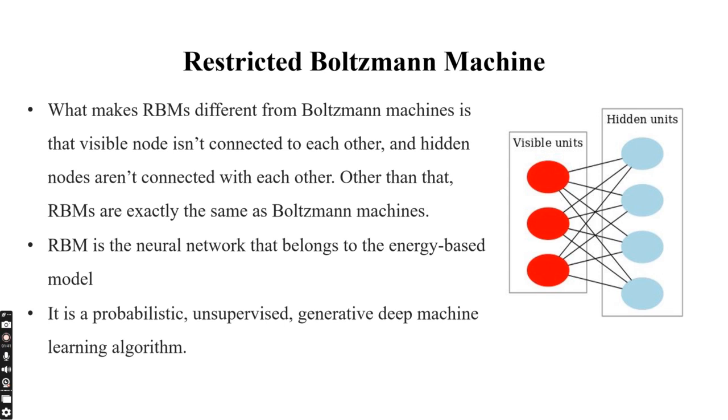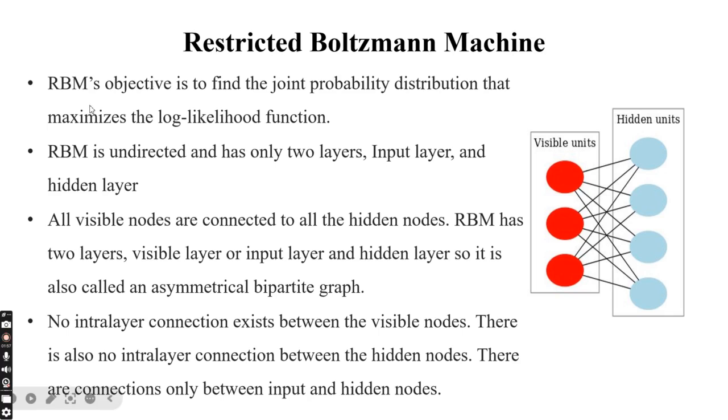What's RBM? It is a probabilistic unsupervised generative deep machine learning algorithm. RBM's objective is to find a joint probability distribution that maximizes the log likelihood function. And also RBM is undirected, with only an input layer and a hidden layer.